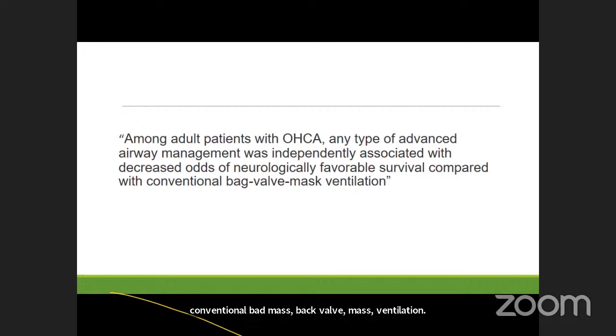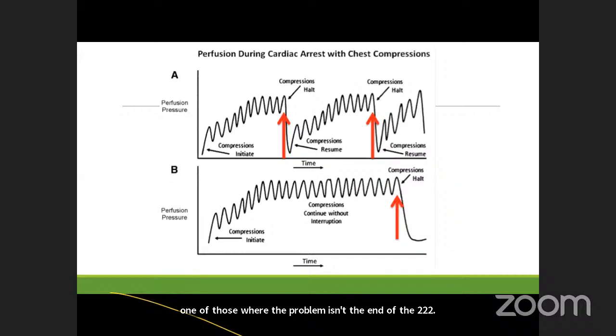Does anyone think why having a definitive airway could lead to worse outcomes for these patients? It almost seems like the opposite of what you'd expect. Any ideas why? It's one of those where the problem isn't the endotracheal tube. The problem isn't the LMA. The problem is that we weren't focused on compressions when inserting some of these devices.